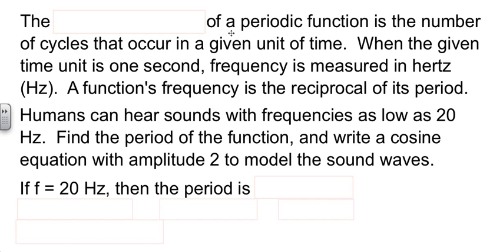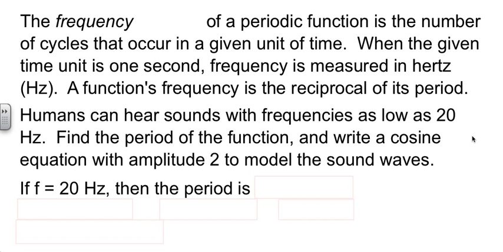Now, related to the period, there's another idea called frequency. The frequency of a periodic function is how many cycles occur in a given unit of time. For lack of a better word here, how many waves do you see over a given amount of time? When that amount of time is specifically 1 second, then frequency is measured in something called hertz. And the symbol for that is capital HZ.